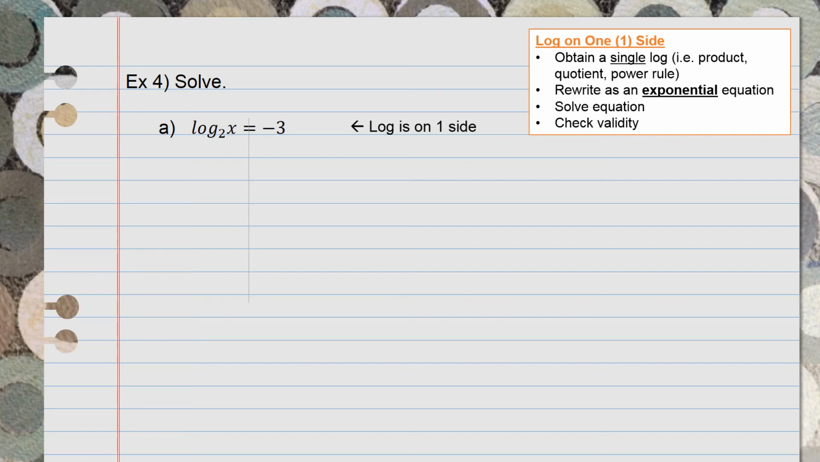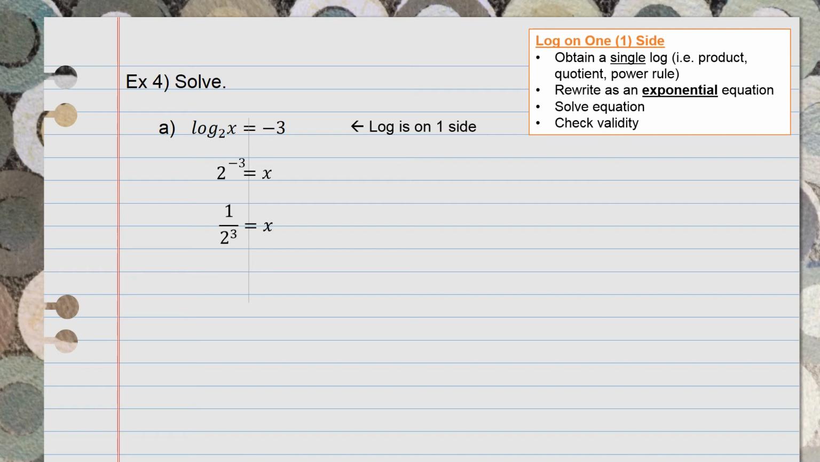Which is to rewrite as an exponential equation, which means we go back to what it really means to have a log. Our base is 2 raised to what power? Negative 3 equals what result? Equals x. There is your exponential equation. From here, we try to solve for x. Good news is x is already by itself, but 2 raised to the negative third really is what value? So since we have an exponent, we have to remember our exponential rules. Negative exponent means reciprocal, which means to flip it.